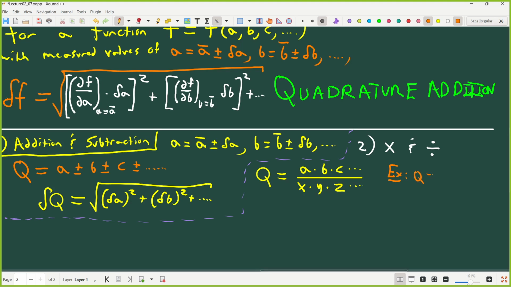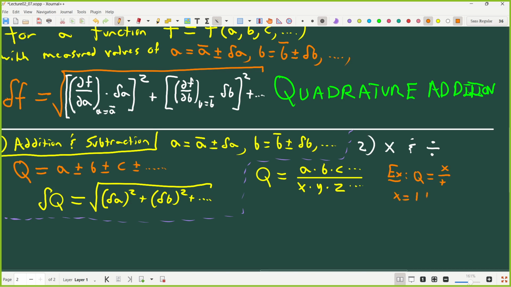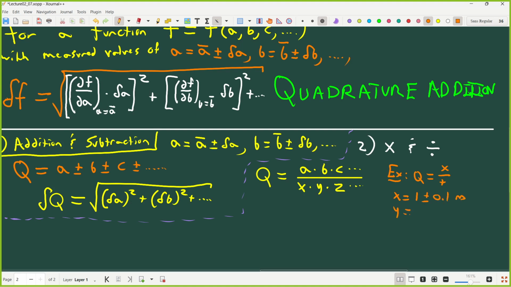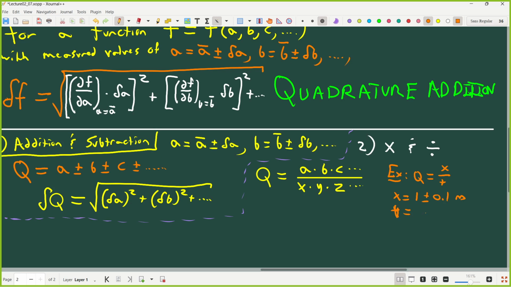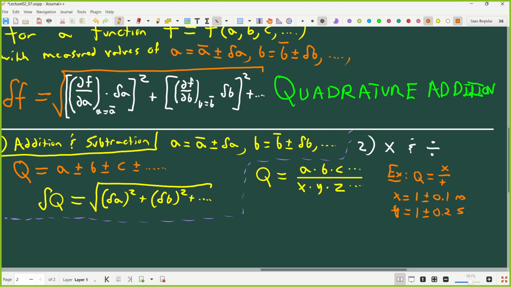Let Q be x over t, where x is 1 plus or minus 0.1 meters, and t is equal to 1 plus or minus 0.2 seconds. Okay, I'm going to clean that t up for you.